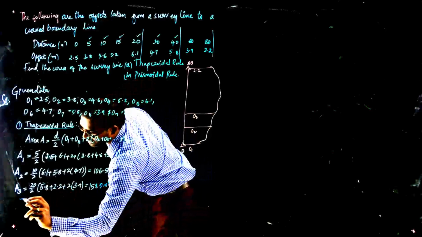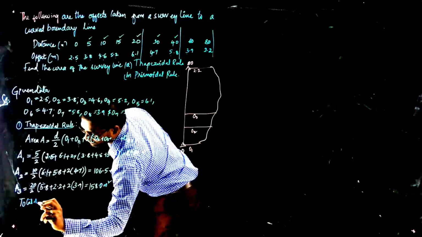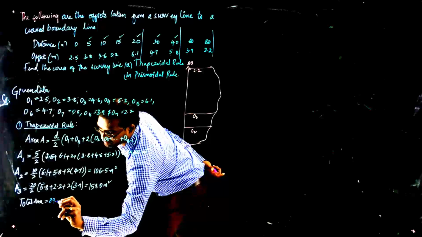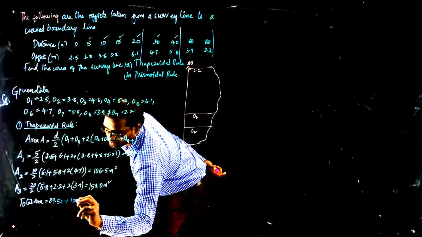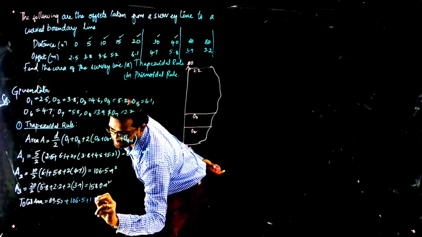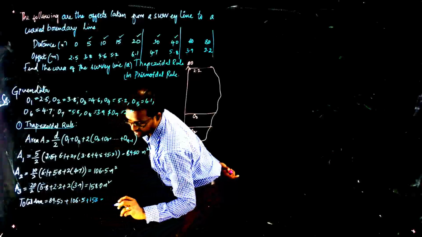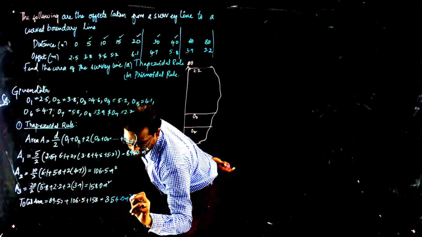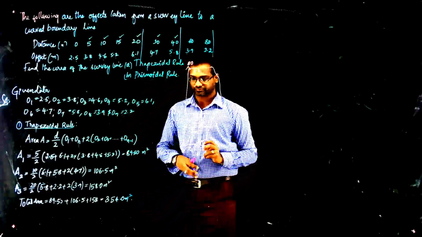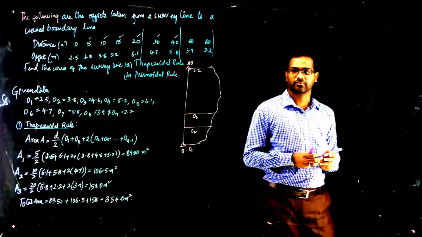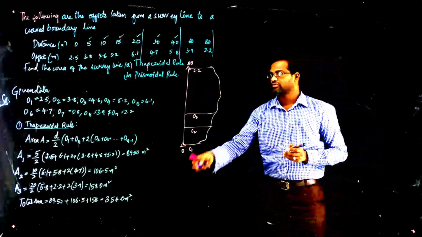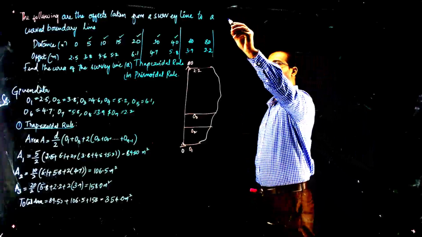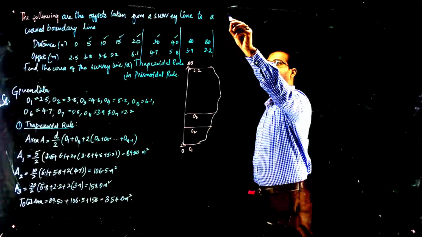So the total area is given by 89.50 plus 105.6 plus 158, which will give you a value of 354.0 square meters. Now using the trapezoidal rule we have calculated it. Now, in the same way, we have to do it for the prismoidal rule.